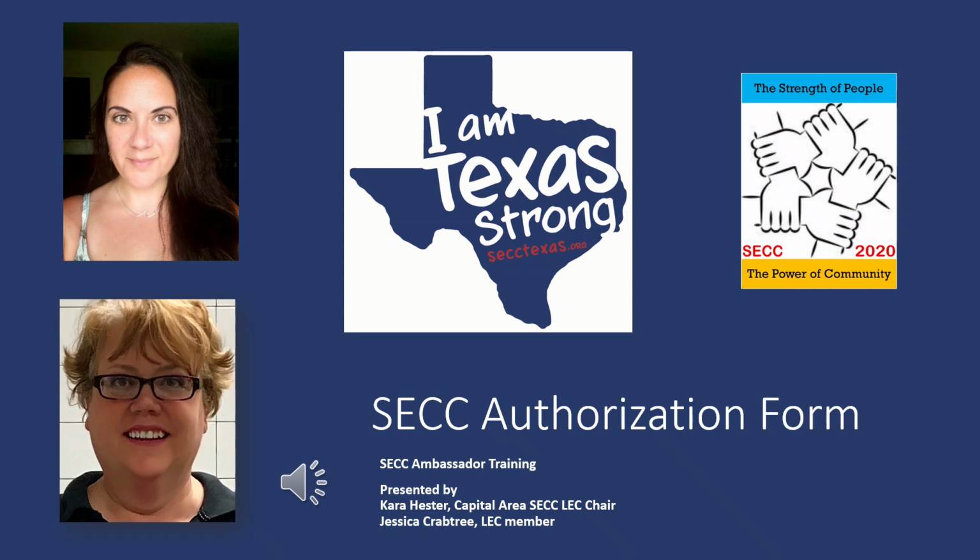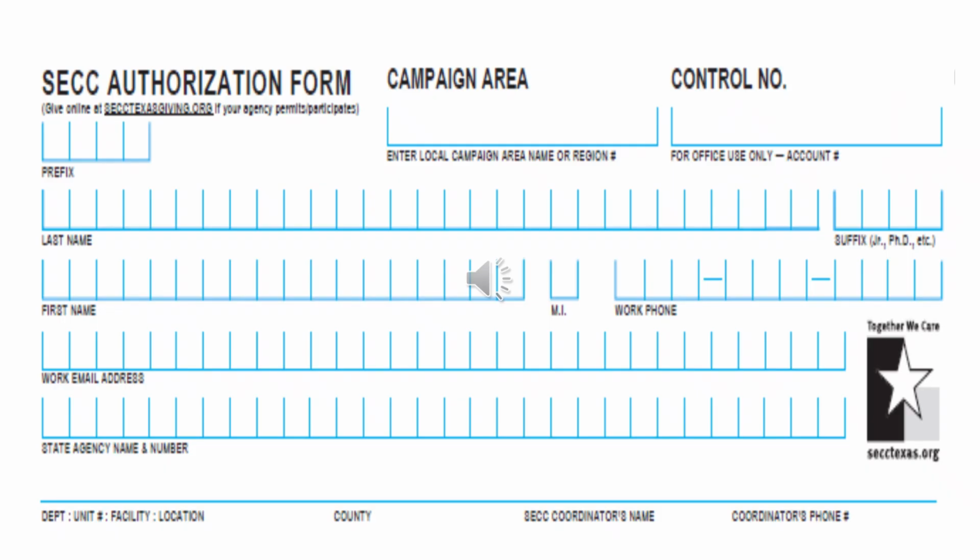Today we will be discussing how to complete the SECC Authorization form. Although we encourage payroll deduction through Giving Nexus, we realize that not all state agencies are able to access the system. This form will be electronic and will be posted to the SECC website prior to the beginning of the campaign. This is the top portion of the authorization form.